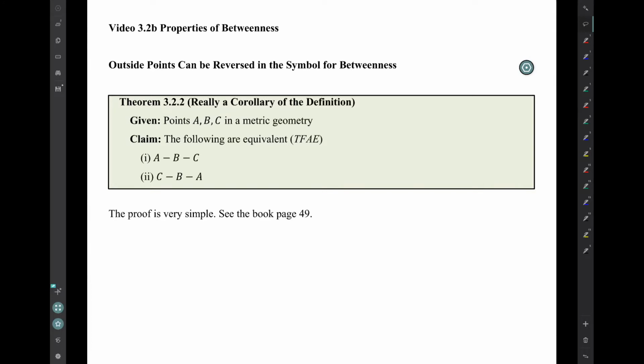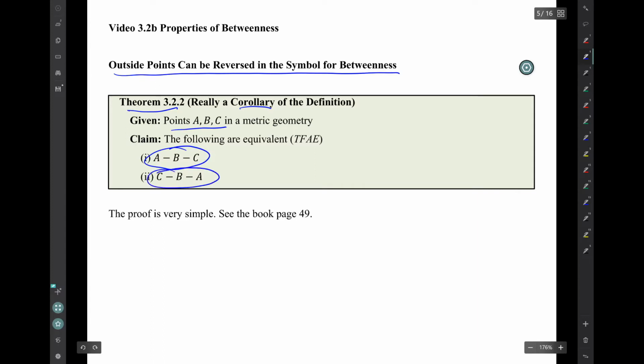So in the current video, I'll be discussing properties of betweenness. The first property is this. The outside points can be reversed in the symbol for betweenness. So this theorem is really just a corollary of the definition. Given points A, B, C in a metric geometry, these two statements are equivalent. A-B-C and C-B-A. That is, B is between A and C is equivalent to B is between C and A.